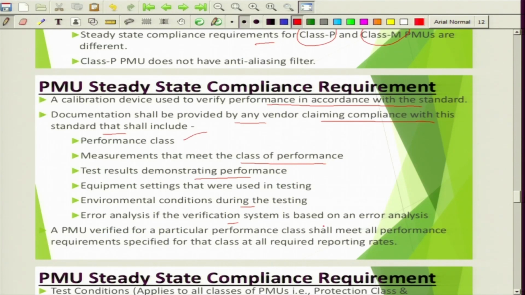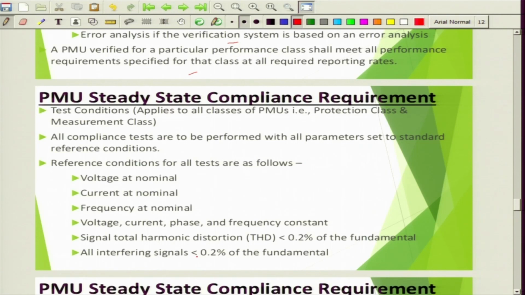system is based on an error analysis. So a PMU verified for a particular performance class shall meet all performance requirements specified for that class at all required reporting rates. So test conditions apply to all classes of PMUs, that is production class and measurement class. All compliance tests are to be performed with all parameters set to standard reference conditions.